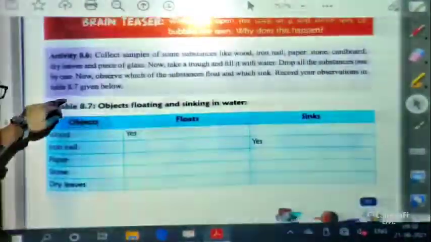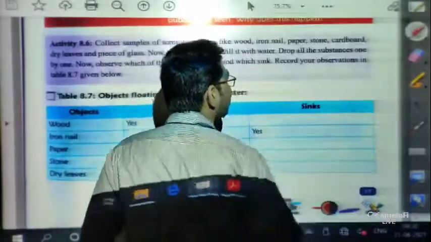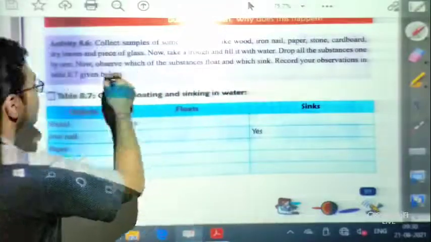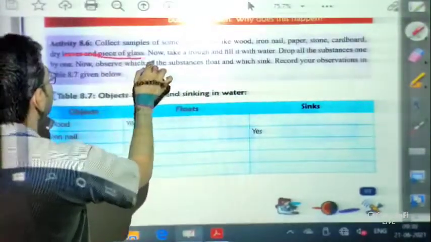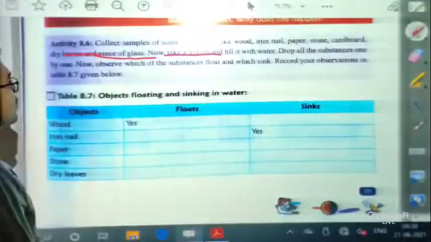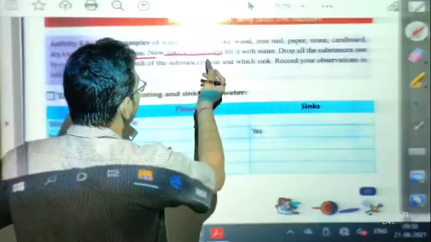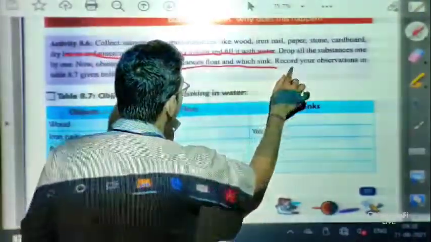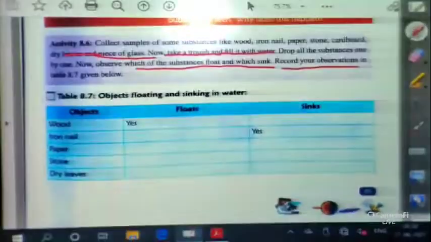Now just have a look students, there is another activity, activity 8.6, which tells us to collect some samples of substances like wood, iron nail, paper, stone, cardboard, leaves, pieces of glass. Now take a trough, fill it with water, and drop all the substances one by one. Now observe which of the substances float and which of the substances sink.